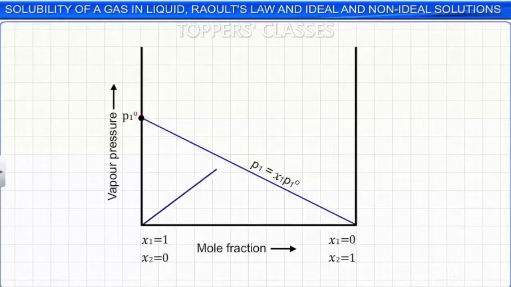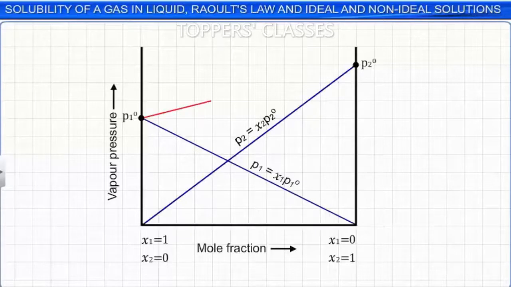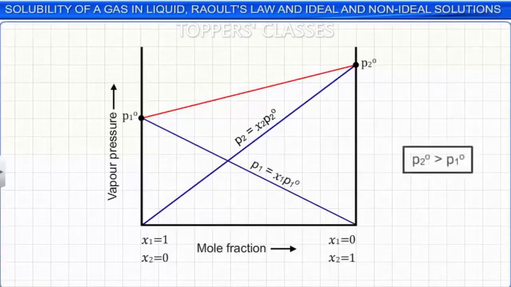Similarly, a plot for component 2 corresponding to the equation P2 equal to x2 P2 naught on the same set of axes is represented as shown here. Now, as can be seen from the curve, the vapor pressure of pure component 2 is higher than that of pure component 1.